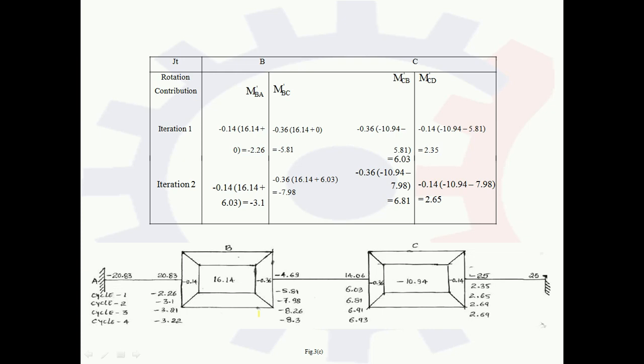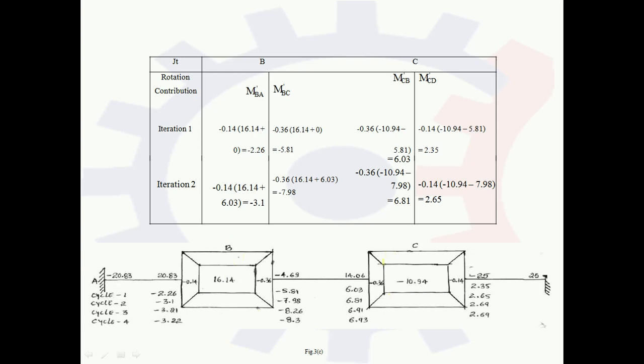So if we get this similar value, then we have to stop this process. Usually this process ends up with cycle number 4, so we need to perform up to cycle number 5. Let's see the example of the second cycle, that is iteration number 2.